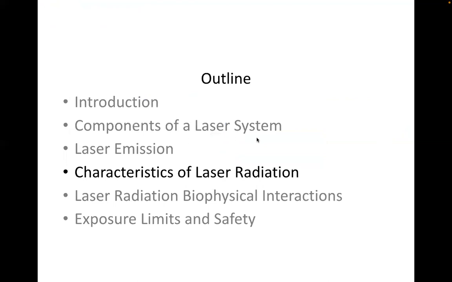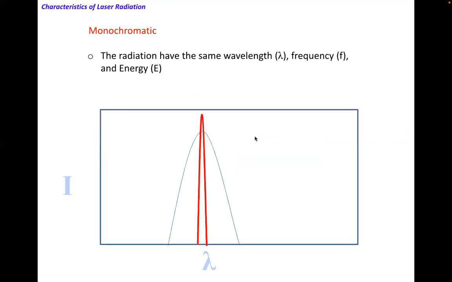Okay, so what are now the characteristics of this emitted photon? They are monochromatic. When you talk about mono, it's one, single, chrome, color. So the radiation has the same color, the same wavelength, frequency, and of course the same energy.